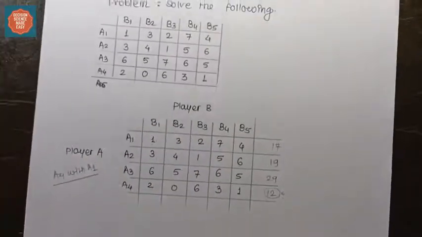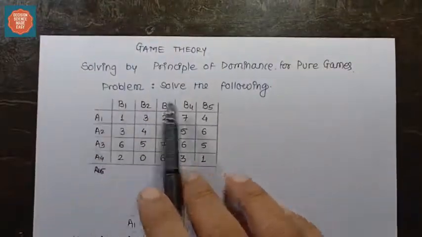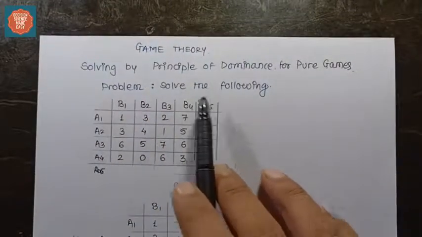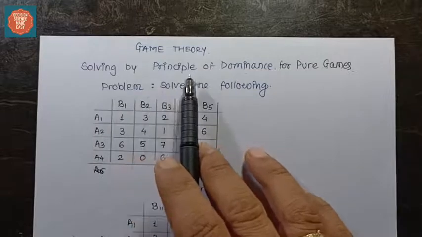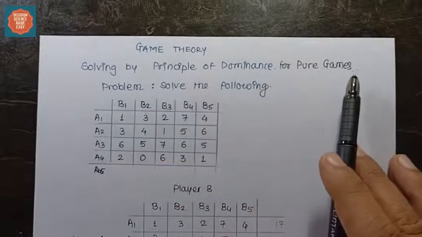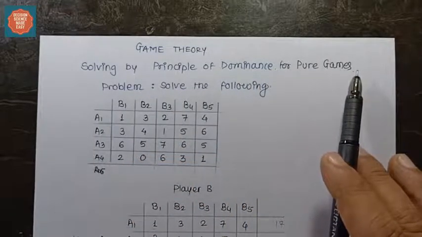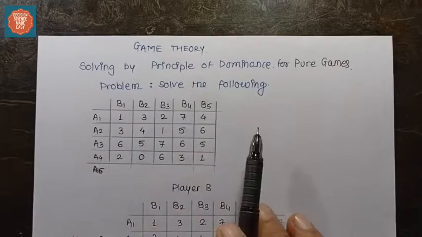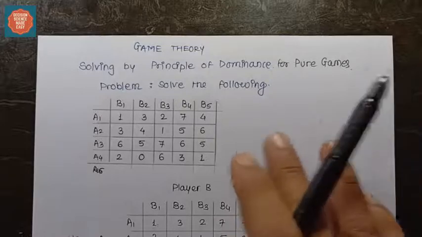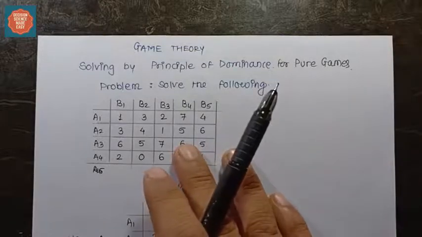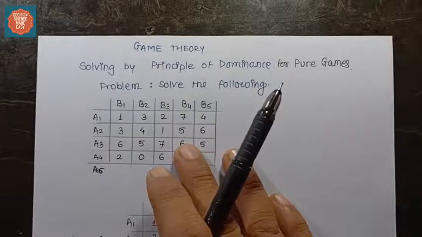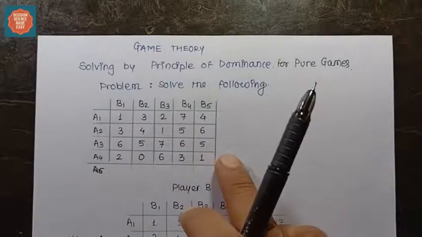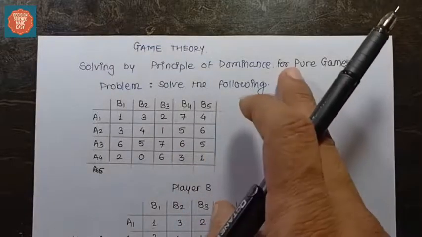So this is an example given here. A matrix is given and we need to solve this with the use of the principle of dominance. This is a pure game, I am already telling you, because how do I come to know about this? Because I have solved and tried to find out the saddle point. Since for this particular matrix a saddle point exists, this is a pure game. Now, how to achieve that saddle point with the help of dominance, we are going to see.